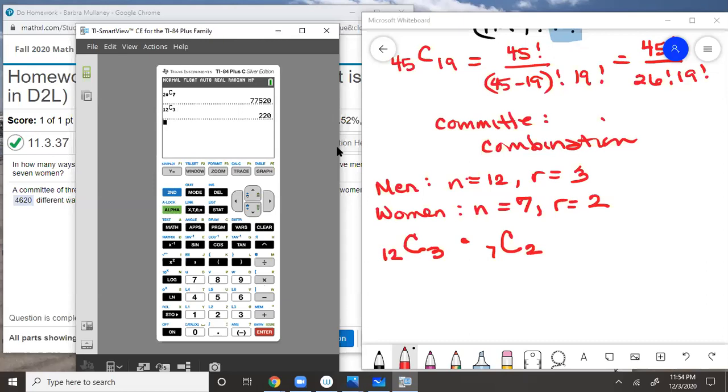So this is 220. And then we're going to get the number of ways to choose the 7 women 2 at a time, which is 7, math, prob, nCr, which is number 3. We put the 2 down, hit enter, and we have 21. Multiply those numbers. And so the total number of ways to choose 3 men from 12 and 2 women from 7 is 4,620.